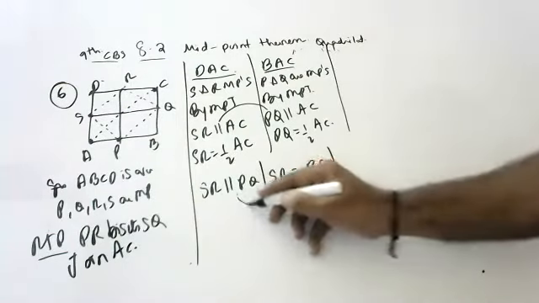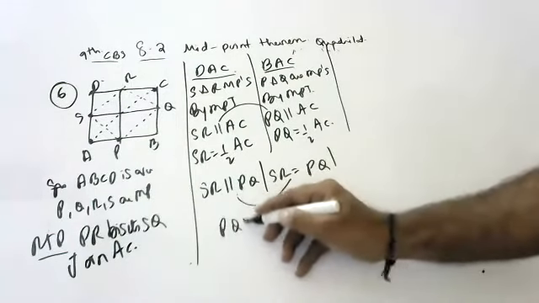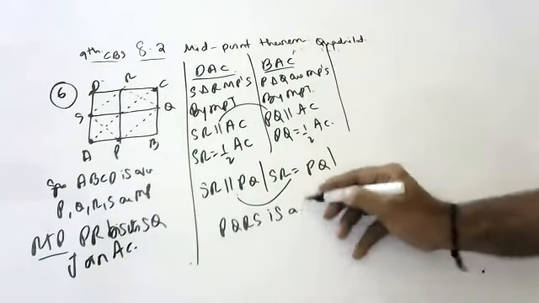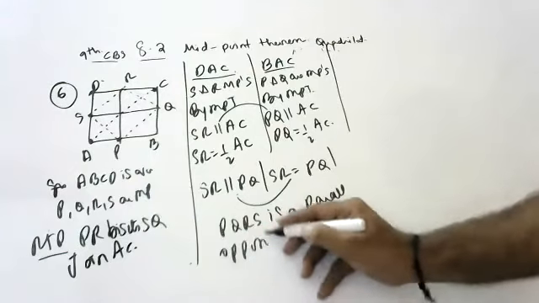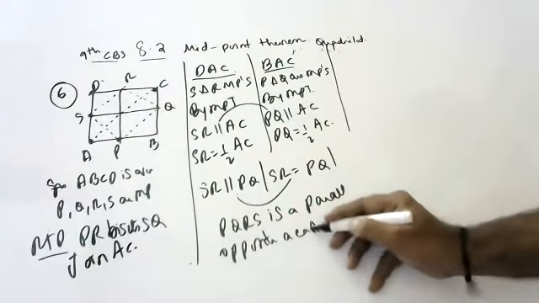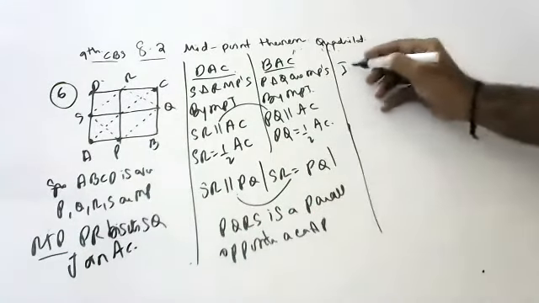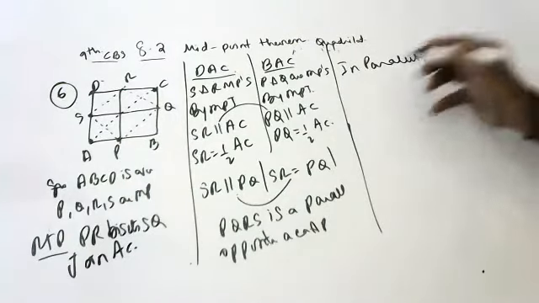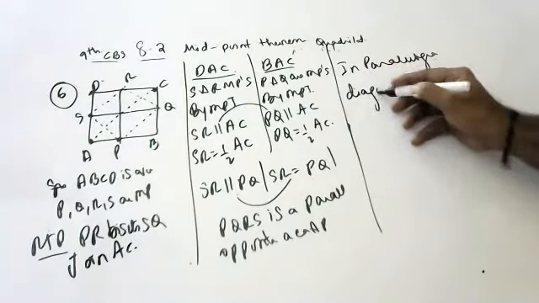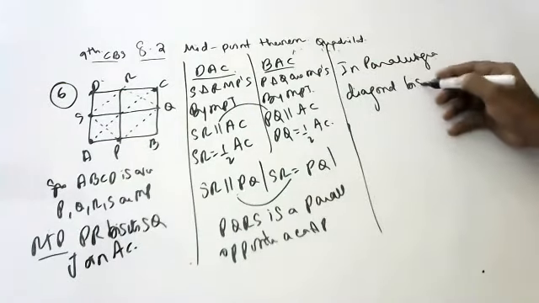If opposite sides are equal and parallel, what can we say? It is a parallelogram. Why? Because opposite sides are parallel and equal. So in a parallelogram, what do we know? In a parallelogram, diagonals bisect each other. Very good. Who are the diagonals?